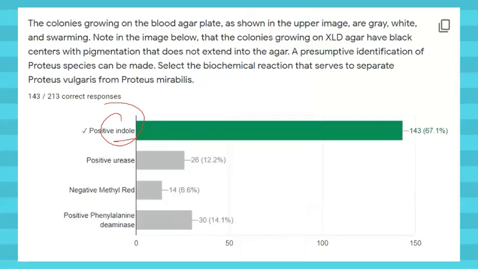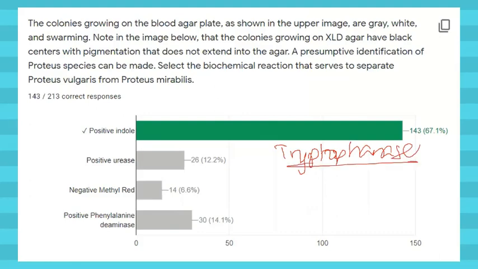The only question is actually this one. What test is used to differentiate Proteus vulgaris from Proteus mirabilis? Okay, let's just discuss the indole test briefly. In the indole test, the enzyme that we are trying to look for is tryptophanase. If the organism can produce the enzyme tryptophanase, it will convert tryptophan to indole.